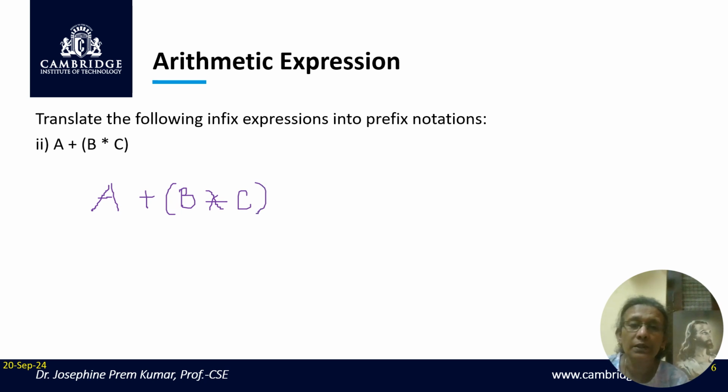I put the square brackets. I know that first I have to evaluate B into C, so I will put square brackets around B into C. One second, I lost control of the pen. And then I have the addition operator, so I will put square brackets around it.